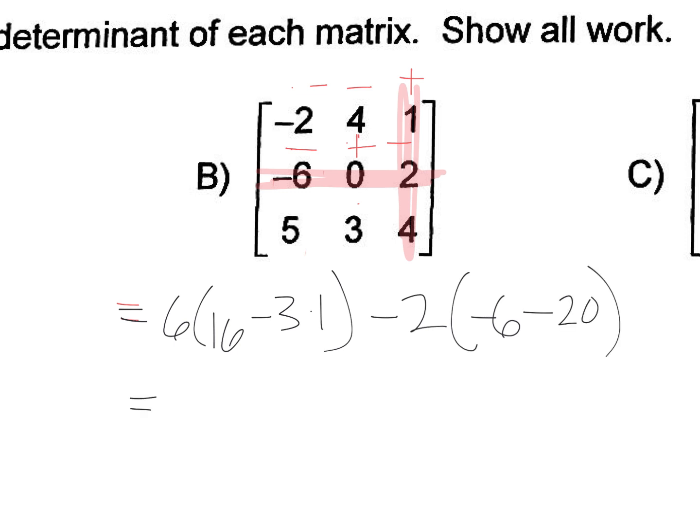So if I simplify all that, I get 13 times 6, so we have a 78. Minus, it'd be -26 times 2, which should be 52. And then add those together, we get a determinant of 130.